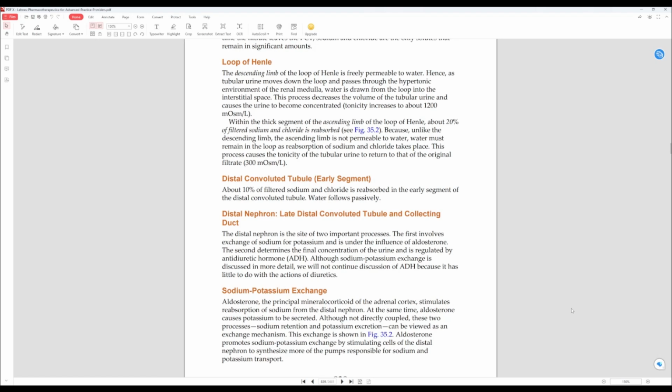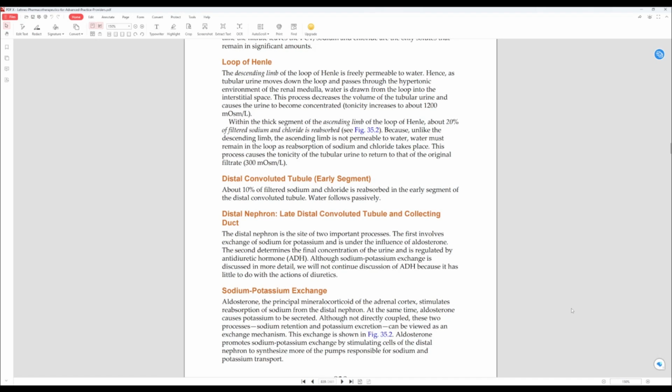The descending limb of the loop of Henle is freely permeable to water. Therefore, as tubular urine moves down the loop and passes through the hypertonic environment of the renal medulla, water is drawn from the loop into the interstitial space. This process decreases the volume of the tubular urine and causes the urine to become concentrated.